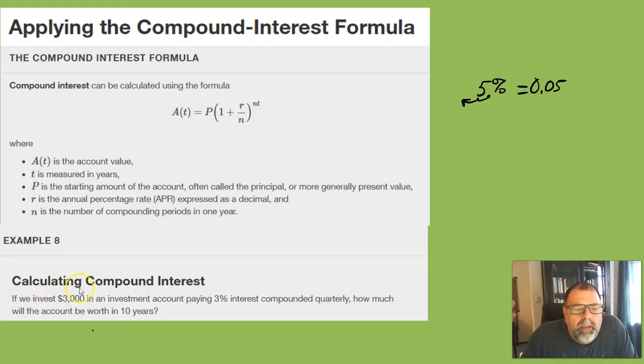Okay, example 8, calculate compound interest if we invest $3,000 in an investment account paying 3% interest compounded quarterly. So n would be 4. How much would be in the account in 10 years? So let's see, we have 3%, so that's 0.03. I usually don't write that first 0. I've been doing it more lately, but 0.03, again, it's not necessary. So I'm going to do this formula.